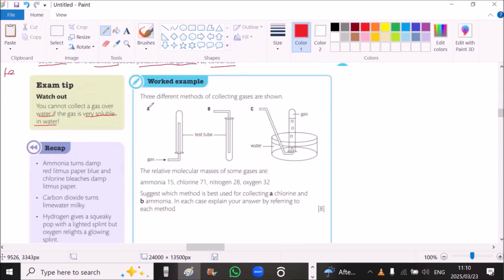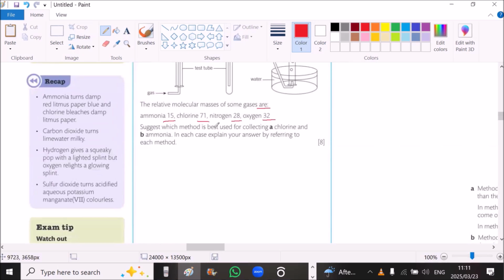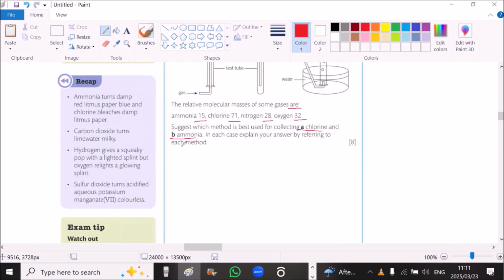Let's look at this question. 3 different methods of collecting gases are shown. The relative molecular mass of some gases are ammonia 15, chlorine 71, nitrogen 28, oxygen 32. Suggest which method is best used for collecting A, chlorine, and B, ammonia. In each case, explain your answer by referring to each method.